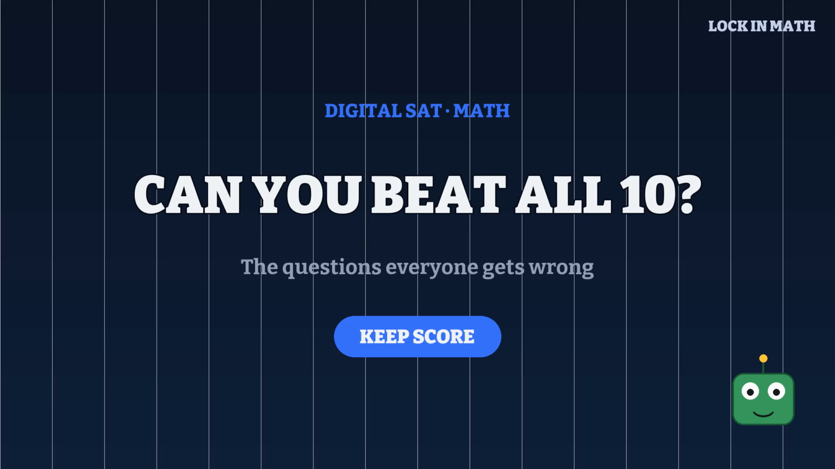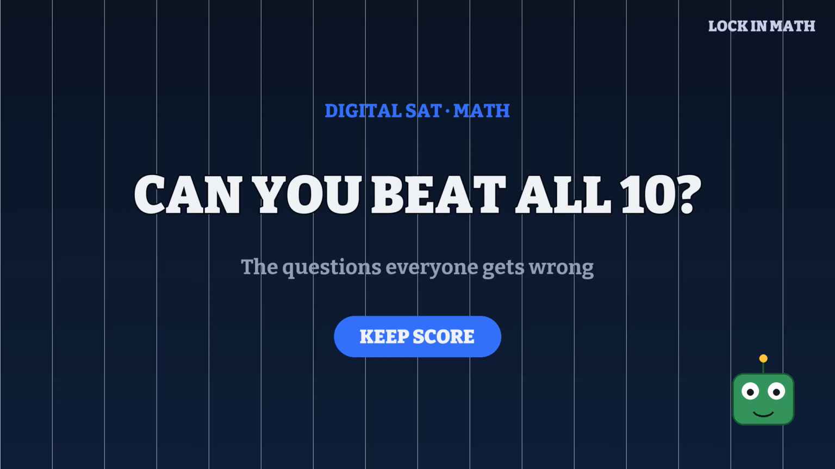10 questions, and every single one has a body count. These are the problems the College Board uses to separate a 1200 from a 1400. Play along, keep score, and be honest. If you dodge all 10 traps, you're ahead of 90% of test takers.